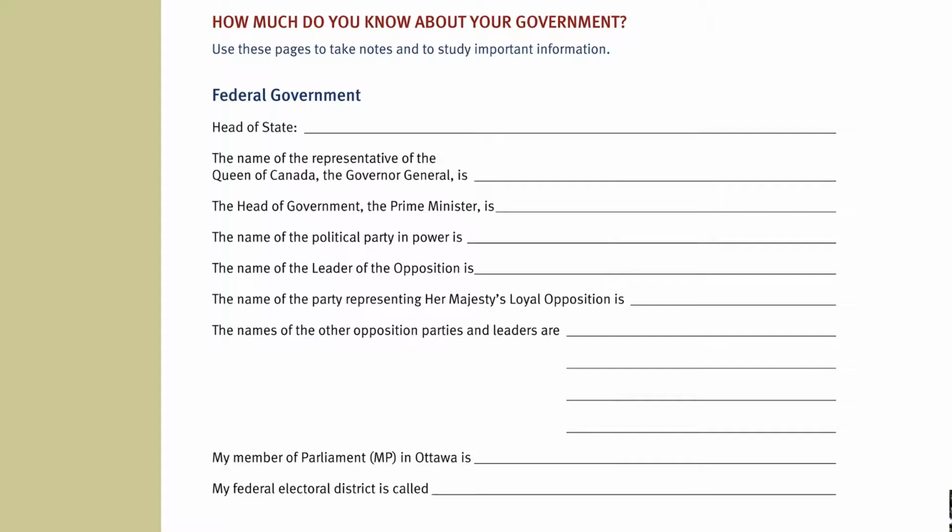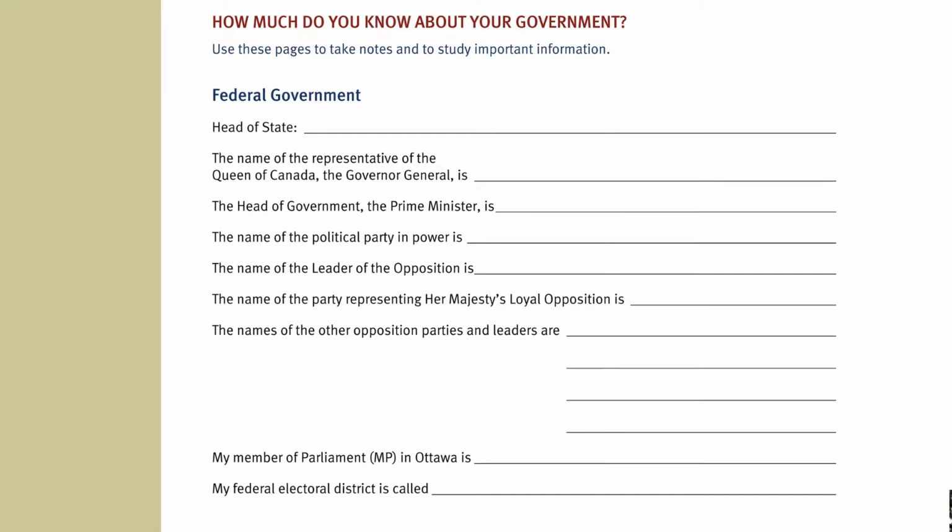How much do you know about your government? The following are some questions that you can use to test your knowledge about your government. At the federal government level, who is Canada's head of state? What is the name of the representative of the Queen of Canada, the Governor General? What is the name of the Prime Minister, the head of government? What is the name of the political party in power? What is the name of the leader of the opposition? What is the name of the party representing Her Majesty's loyal opposition? What are the names of the other opposition parties and leaders?